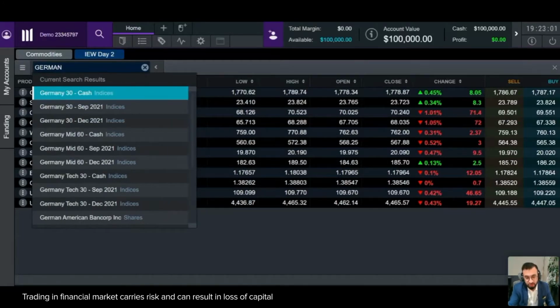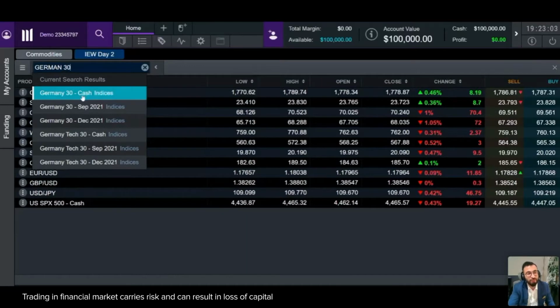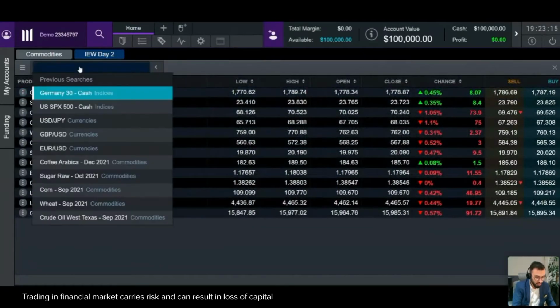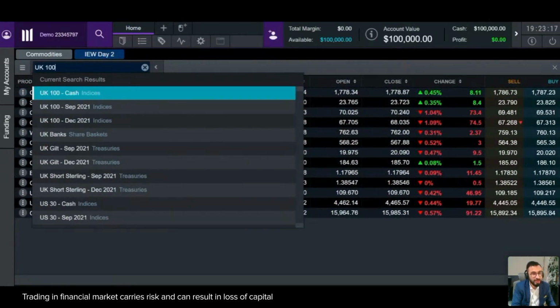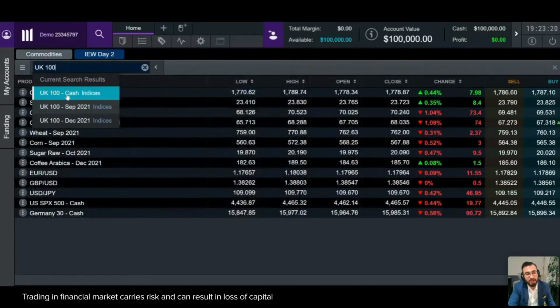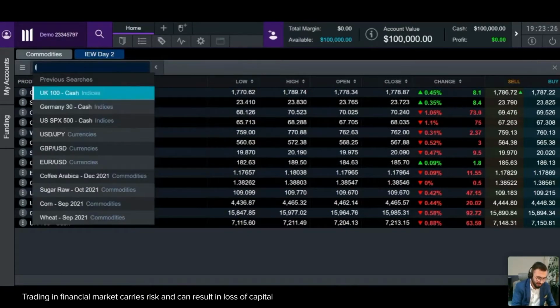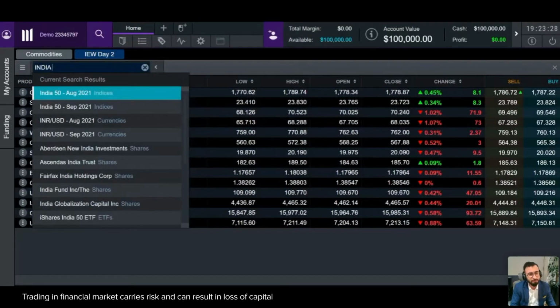So you write German space 30 and you will find German 30 cash indices. Again, guys, no month, no September or October. Just write Germany 30 and you will find the cash index. Just add it. You can also write UK 100 cash index, and you will be able to find UK 100 as well. And then add one more, and I will suggest India 50.